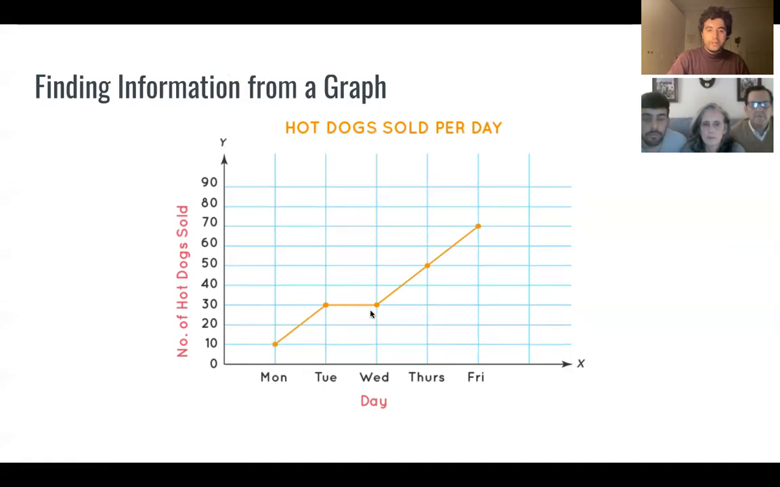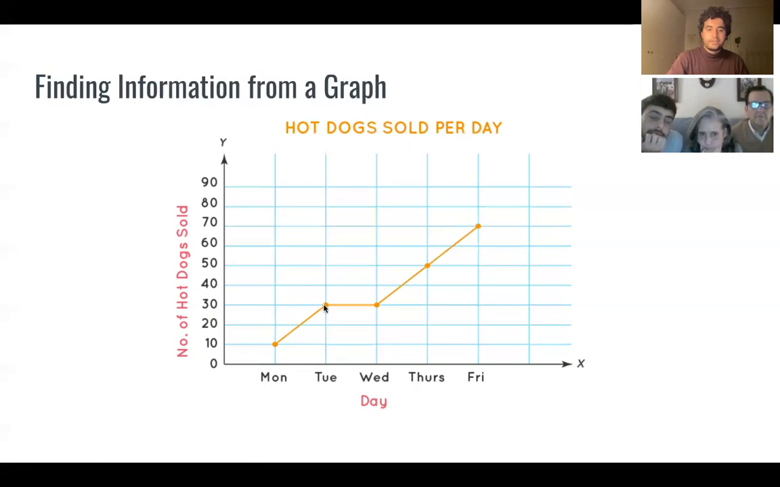All of these points, these dots, correspond to a point on the x-axis and a point on the y-axis. In this graph, the x-axis represents the day of the week, and the y-axis represents the number of hot dogs sold on that day. So, for example, the dot furthest to the left, if you go down to the x-axis, you see it means Monday, and if you go left to the y-axis, it says 10. So from that, you can tell that 10 hot dogs were sold on Monday.